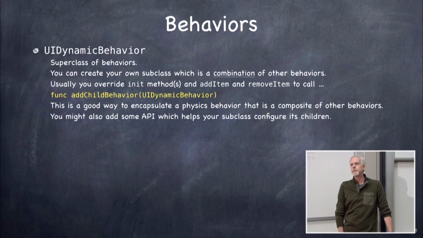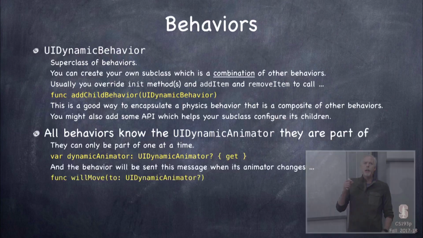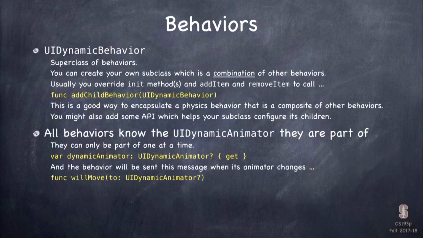Okay? So very simple. UIDynamicBehavior also has a var in it called dynamicAnimator. That is the animator you are currently being animated by, if any. So you can look at this to find out, am I currently being animated, this behavior? Or is it not being animated? And if it is being animated, who by? And it'll even send you a message, willMove to animator, when you switch to a different animator, usually when you go from not being animated to being animated, or vice versa.